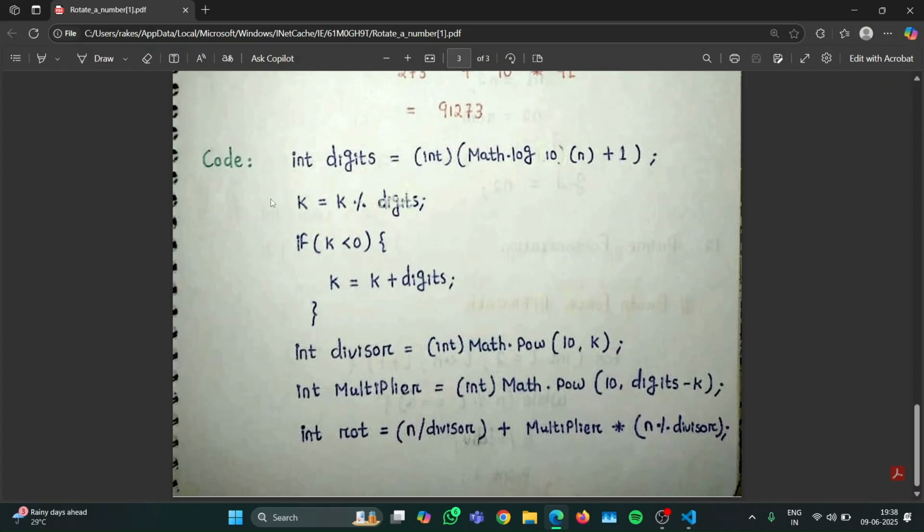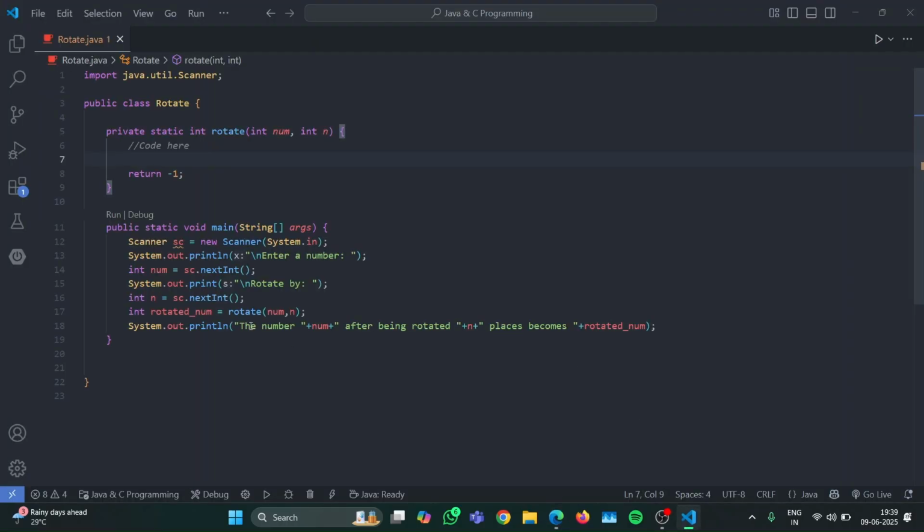For a higher value of rotation, we have to take the modulo of the value by the digits. We have to reduce it so that we perform fewer rotations, as we know rotation is cyclic in nature. So we can apply the modulo operation to reduce the value of our rotation. Similarly, if we have been given a negative number, we have to add the number of digits so that we can represent the negative rotation in terms of positive rotation. Similarly, we have to find the divisor, find the multiplier, and then find the rotated number. So now let's move into the code editor and solve the problem.